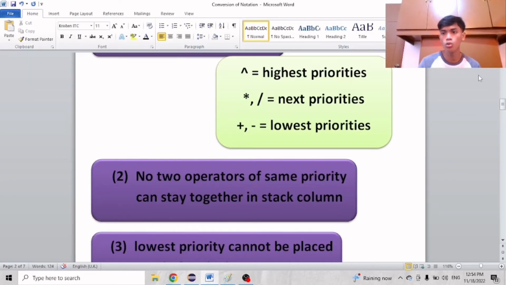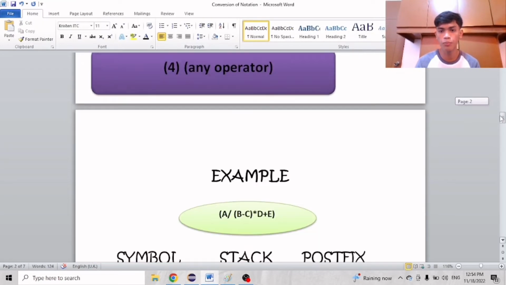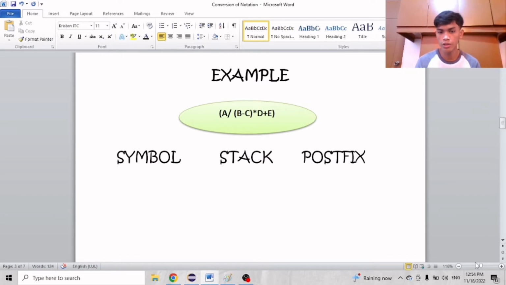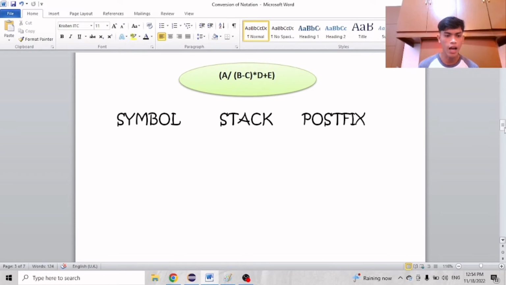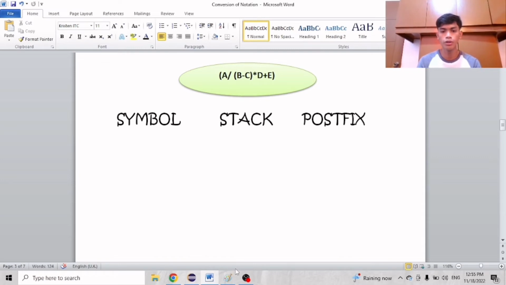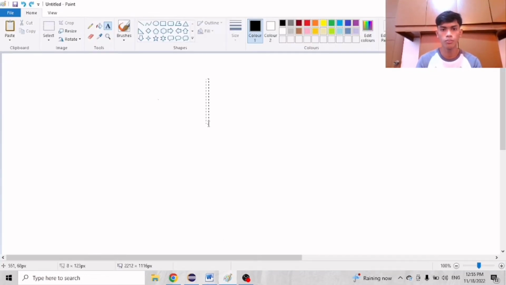Now let's go to the concrete example so that we can understand it more. I'm going to ask you, what is stack? Stack is a particular order in which the operations are performed. So in other terms, let's go to an example again.